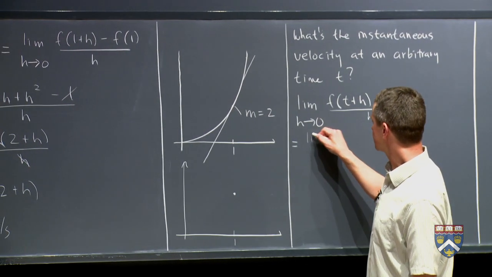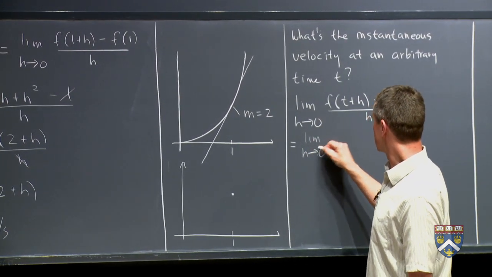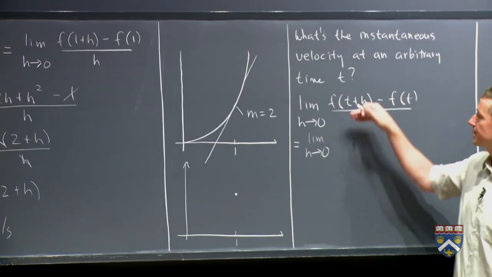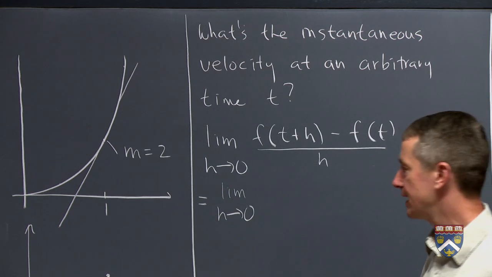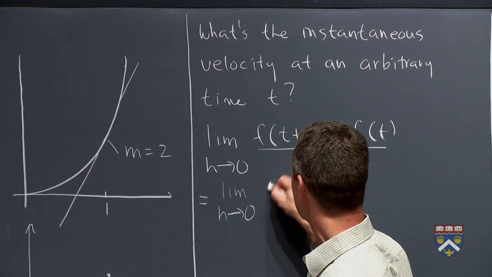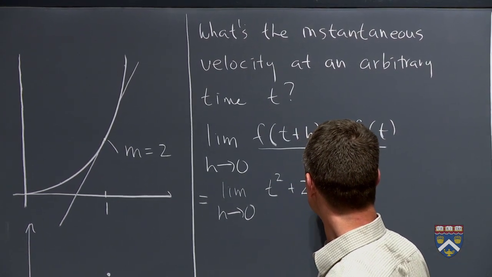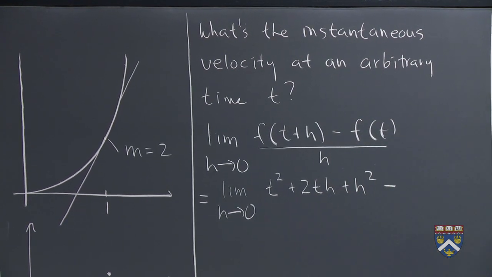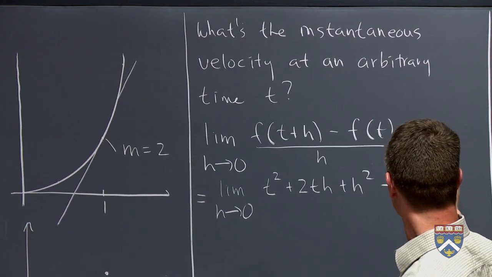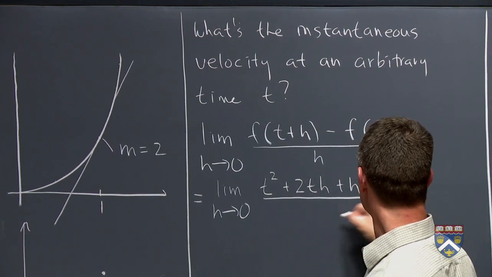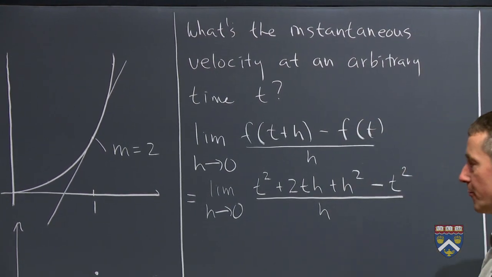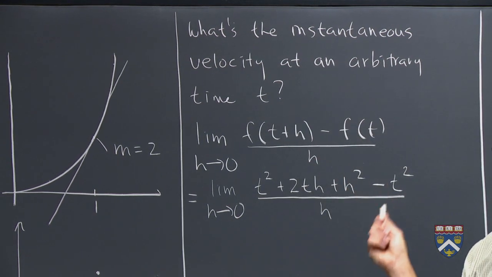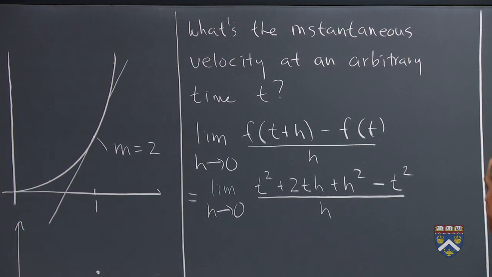So we still have the limit as h goes to 0. Our function is still f of t equals t squared. So we feed it t plus h. You have to square out (t plus h) squared, foiling it all out correctly: t squared plus 2th plus h squared. And then f of t is still t squared. And this is all over h. And just to remind us, what we're doing here is the change in the position, the change in the height, over the change in time, which is why we're getting velocity.